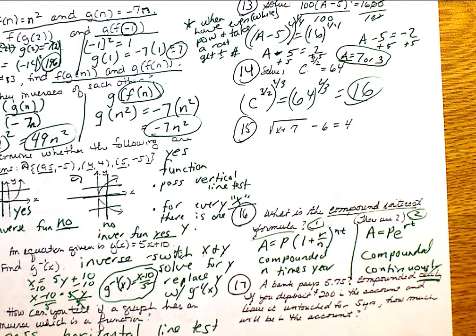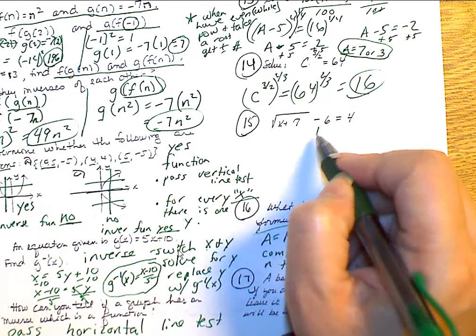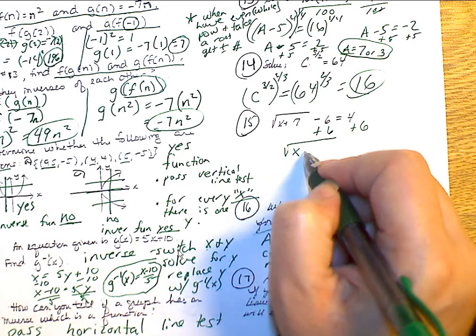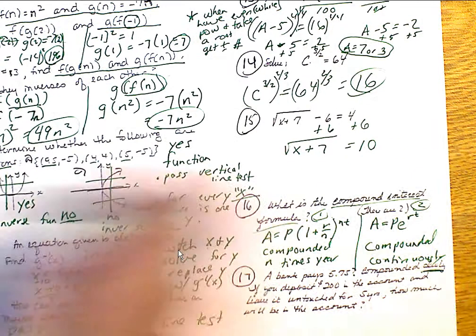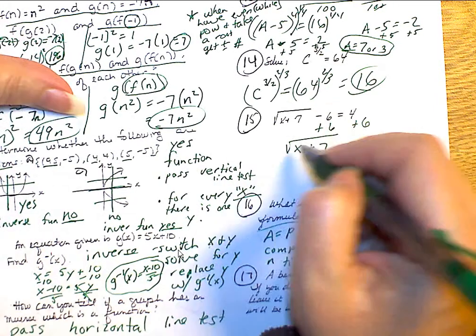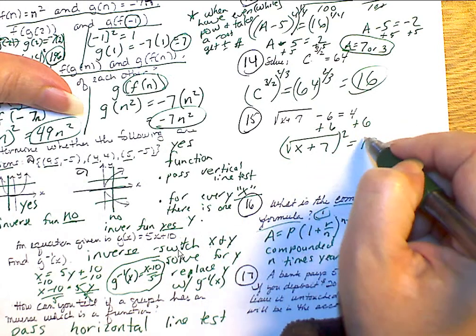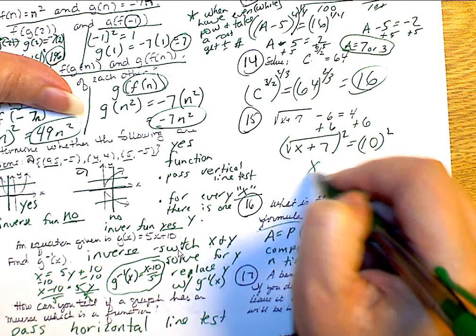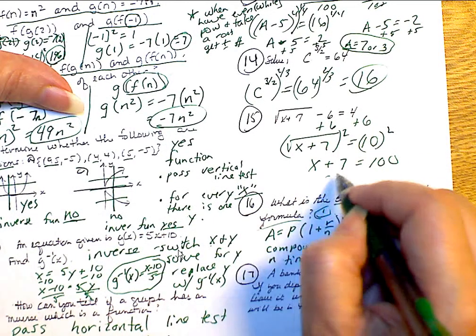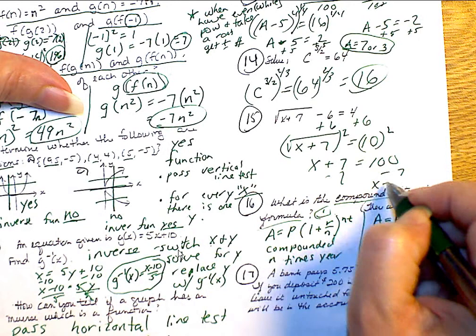15, what do you do first? What's my first step? I add 6, so I'm going to add 6 to both sides. The square root of x plus 7 is equal to 10. Now what do I have to do? Square both sides. So I have x plus 7 is equal to 100. Minus 7. x equals 93.